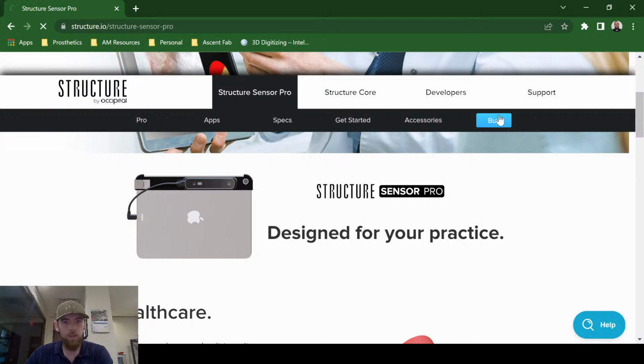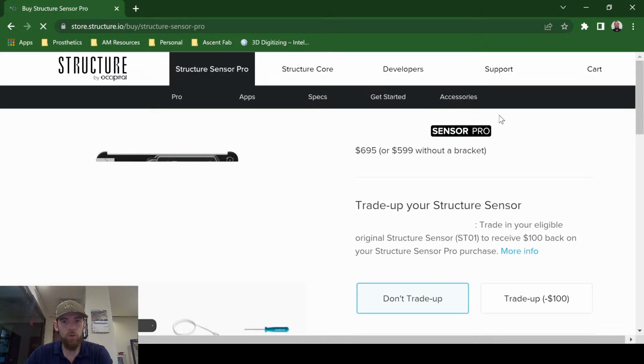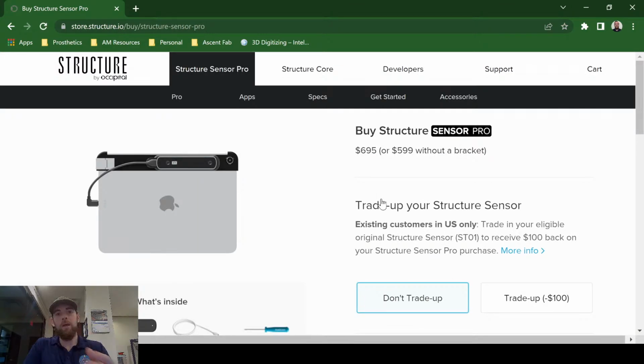So if we take a look at what this would end up costing you, if you're going to buy an iPad, I'm looking at the oldest iPad, maybe the cheapest option, from about 2017 at about $250 for the iPad itself. That would be the lowest end that you could possibly go, and then about $700 for the actual Structure Sensor Pro scanner. So you're really looking at about $1,000 for this whole getup. If you have the Structure Sensor 1, you can right now trade up to the Sensor Pro with a $100 trade-in value. Maybe a good value for what it's worth.